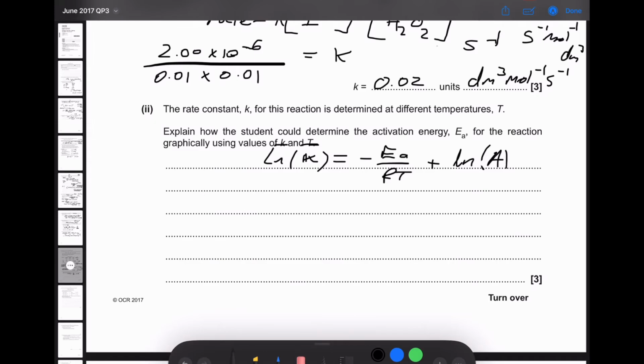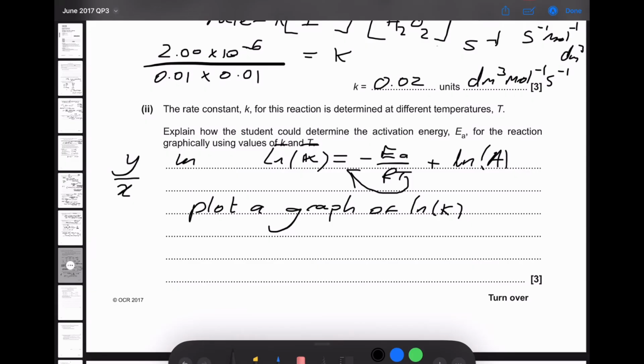You're going to plot a graph of ln k, and in order to find the activation energy we need to bring our temperature over here. How are we going to do that? Well, if our gradient is equal to y over x, then in order to do that we're going to have to plot ln k against 1 over t. Hopefully that made sense.